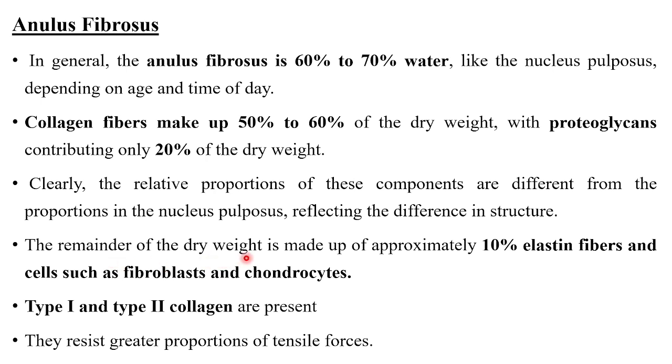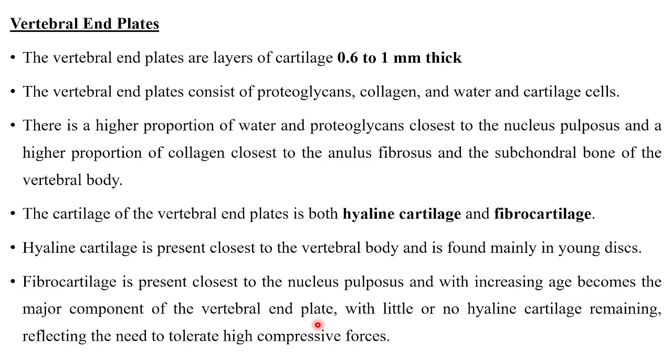The remainder of the dry weight is made up of approximately 10% elastin fibers, and cells such as fibroblasts and chondrocytes. Type 1 and type 2 collagen are present in the annulus fibrosus. They resist the greater proportion of the tensile forces. So the annulus fibrosus is responsible for resisting the greater proportion of the tensile forces.